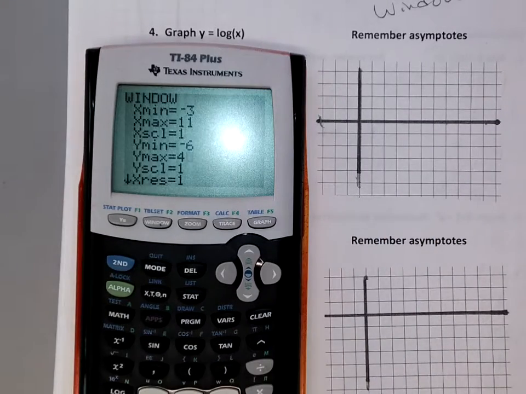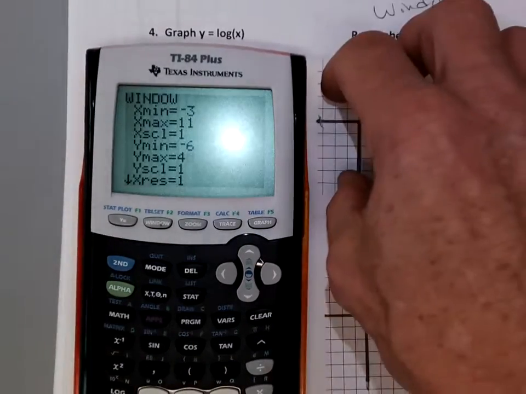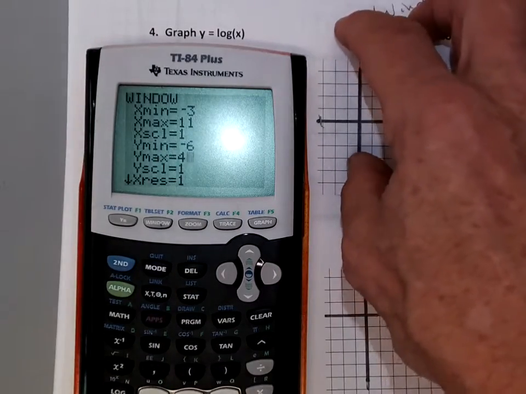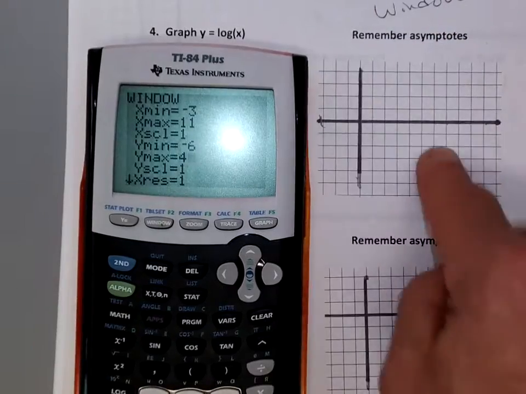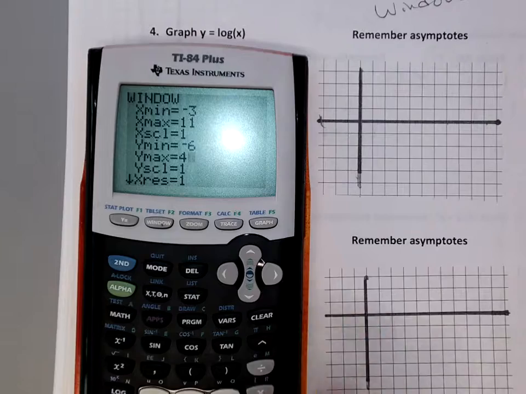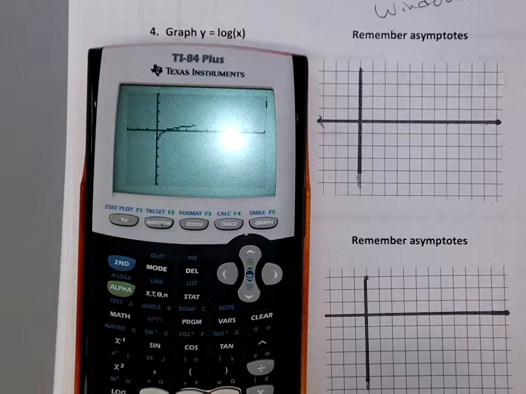So I changed my window. The window I want to use is the window that fits the graph I want to put it on. That makes sense. If I want to put my graph here, let's make the calculator have the exact same graph on the calculator, okay? So if I graph this, I go graph, boom, there it is.